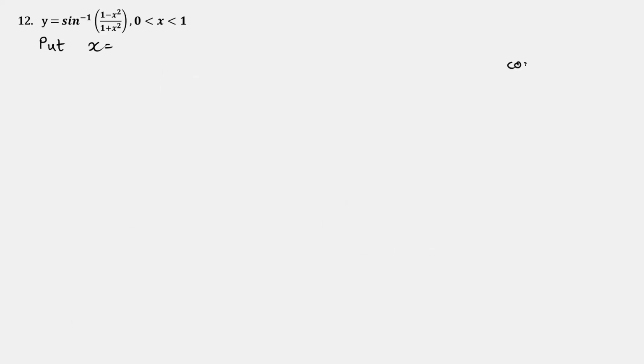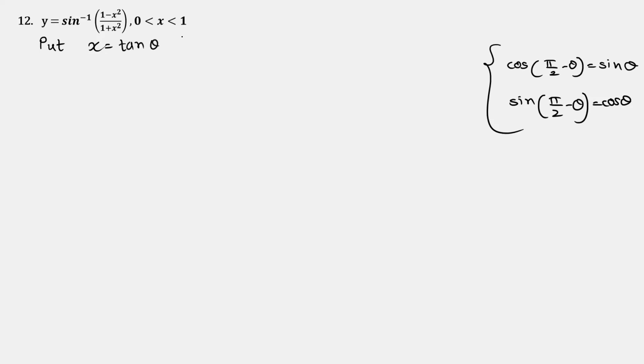Because my cos theta converts to sine of pi by 2 minus theta, and sine theta converts to cos of pi by 2 minus theta. Whatever I write at the side is right at the side, otherwise you can write on top. Division will be easy. So x is equal to tan theta only, and theta needs to be substituted again. So theta is equal to tan inverse x. Your y is equal to sine inverse of 1 minus tan square theta upon 1 plus tan square theta.